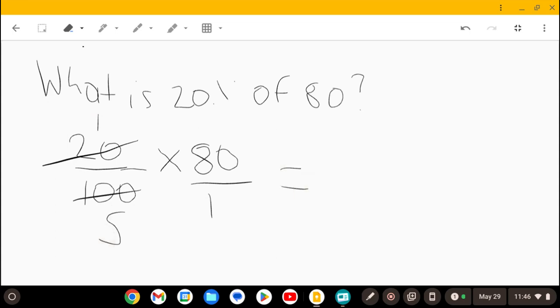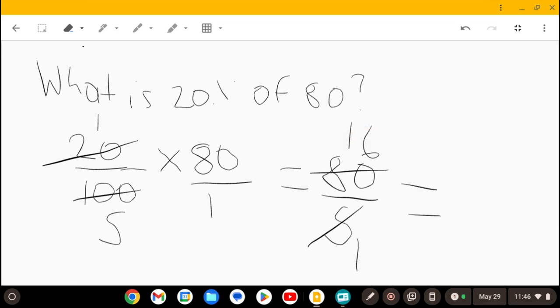1 times 80 is 80. 5 times 1 is 5. So 80 over 5 can be simplified by using 5. 5 goes into itself one time, and 5 goes into 80 16 times. So this means that 20% of 80 is just 16. All right, so that's how you find a percentage of a number.